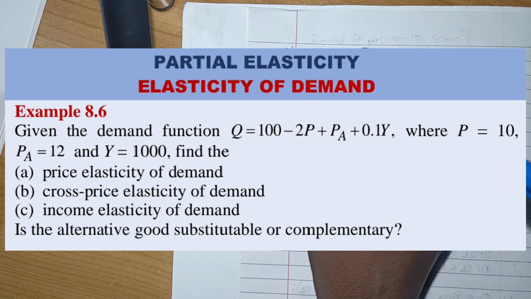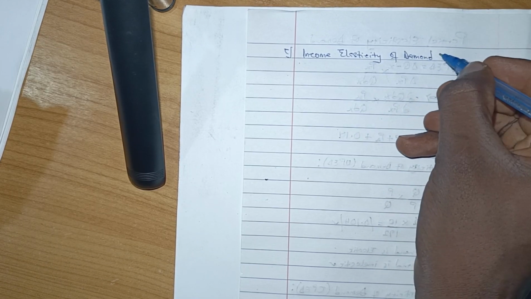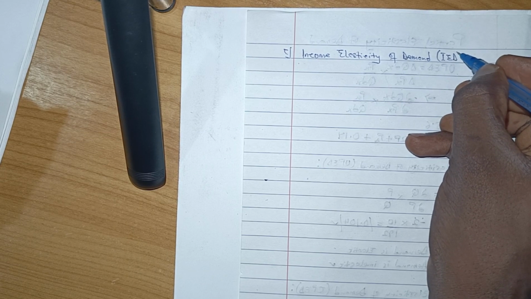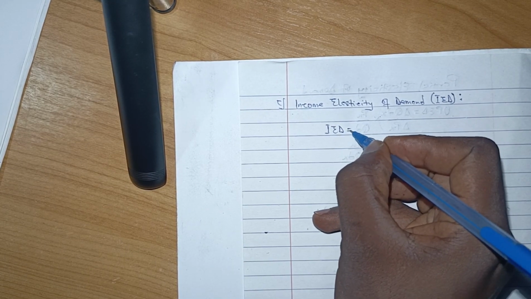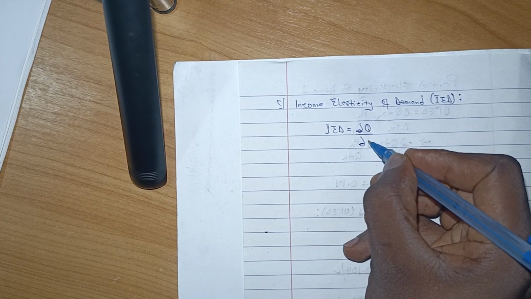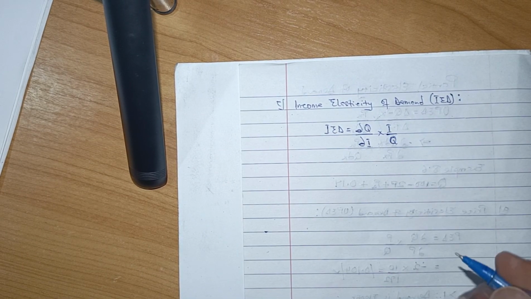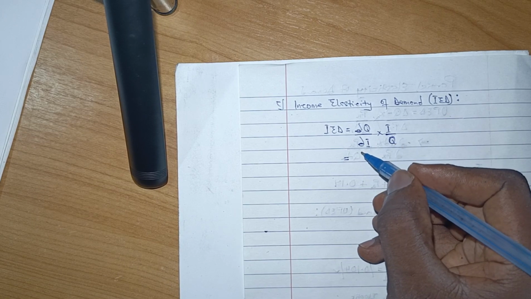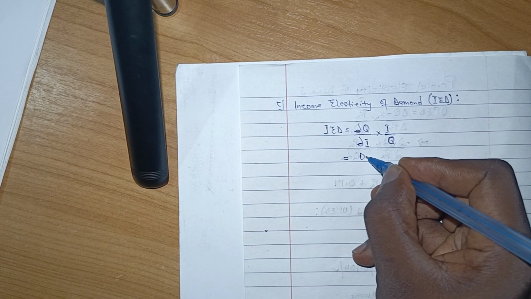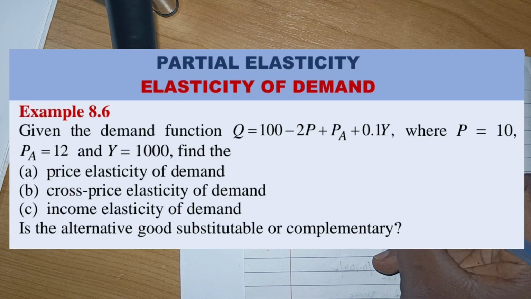So we are doing income elasticity of demand, and this is IED in its shortest form. Just like we did for the rest, IED will be equal to delta Q over delta I, times I over Q. But before that, let's differentiate. I, when you differentiate, is going to be 0.1. So you multiply that by I, which they gave us to be 1,000, all over 192.